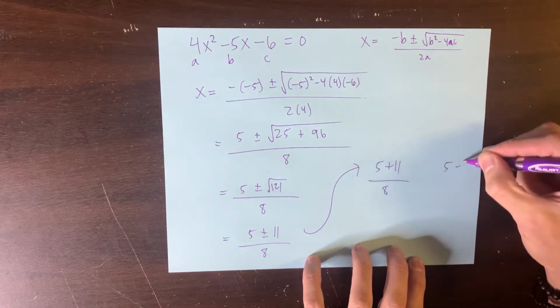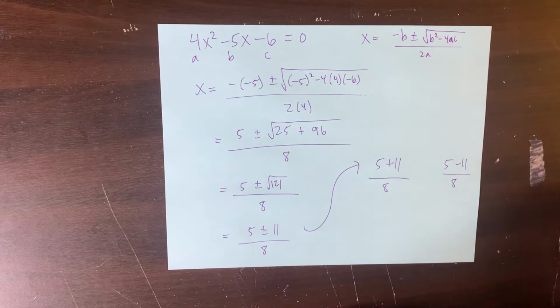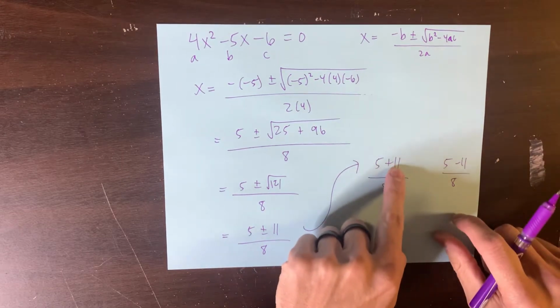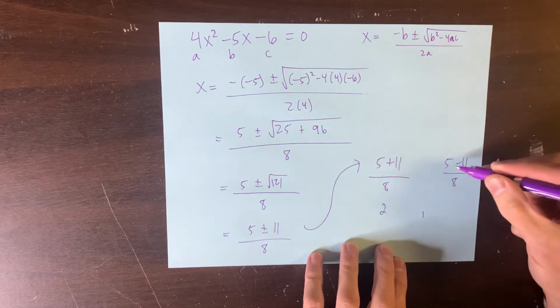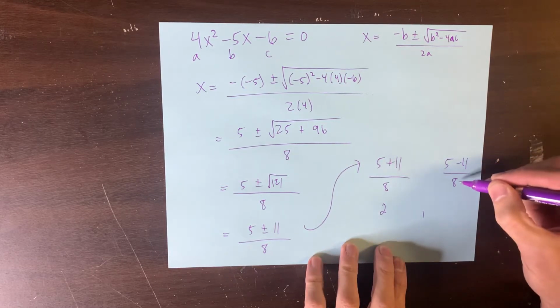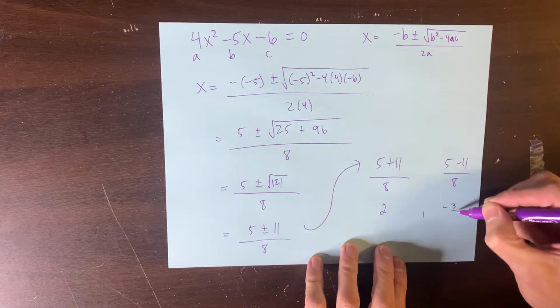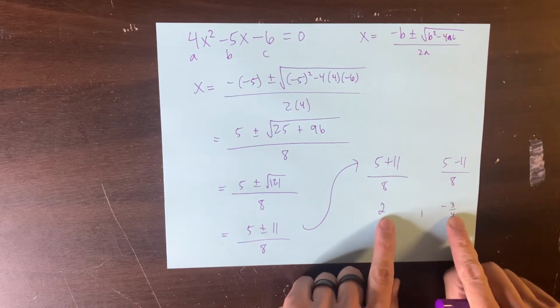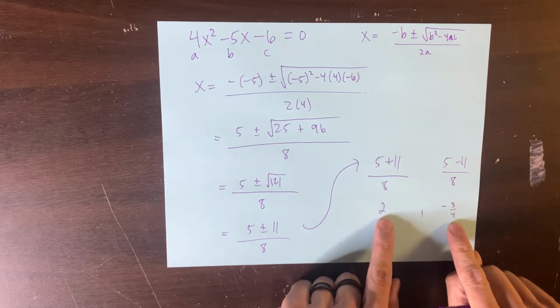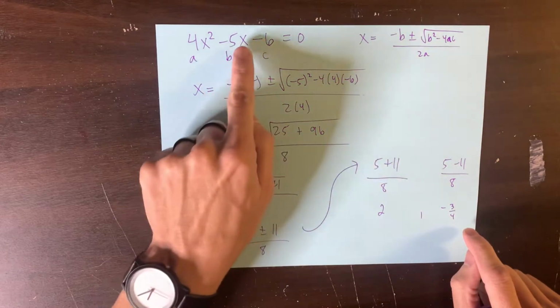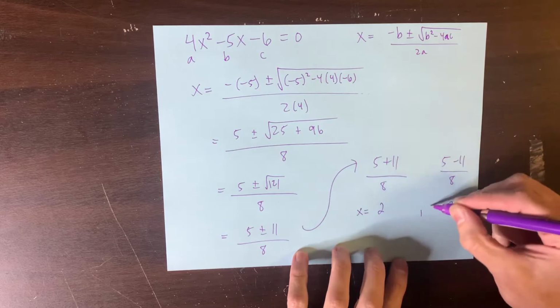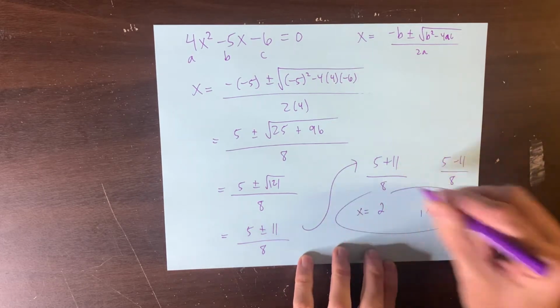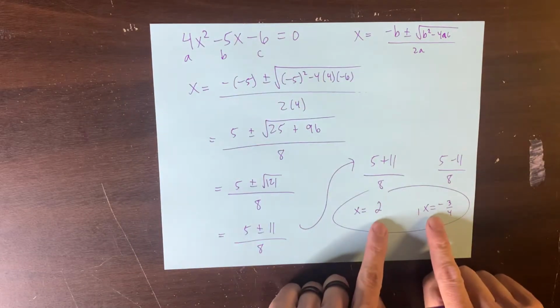So I have 5 plus 11 and I have 5 minus 11. And here 5 plus 11 is 16 divided by 8 is 2. And 5 minus 11 is negative 6 over 8, which can be reduced to negative 3/4. So what do these numbers represent? They represent the solutions to this equation. They used x as the variable. So x equals 2 or negative 3/4. This particular equation had two answers here.